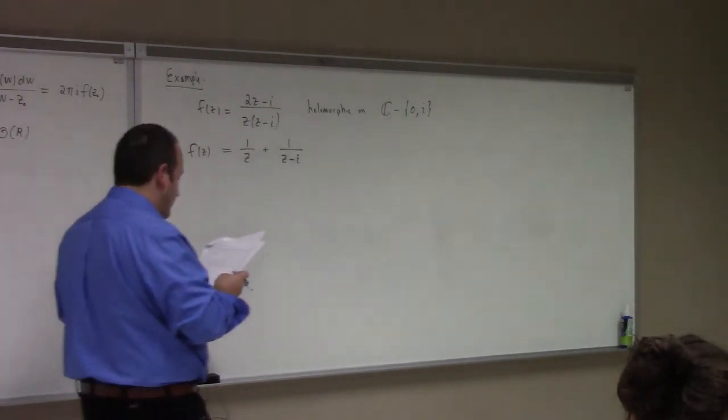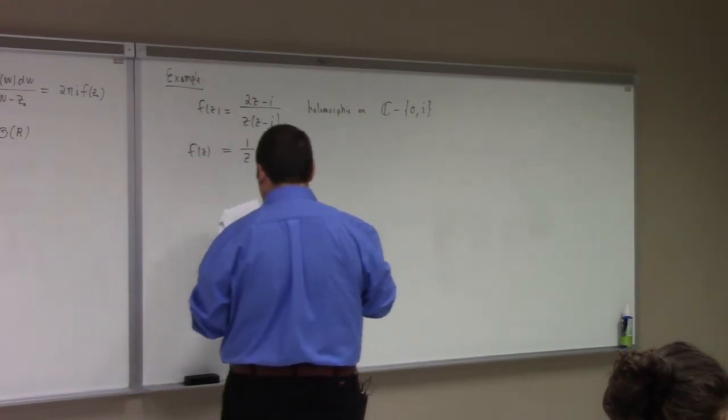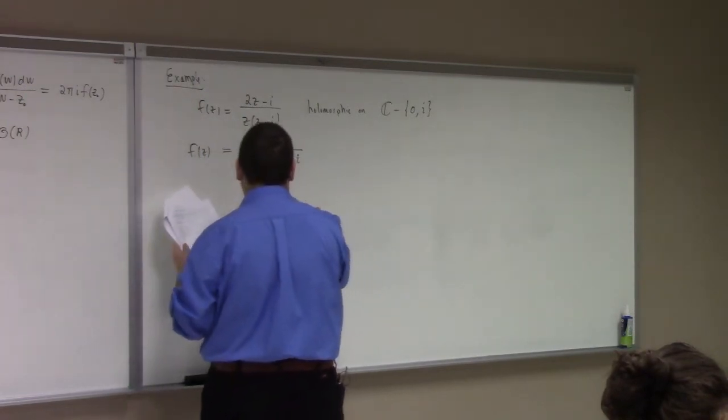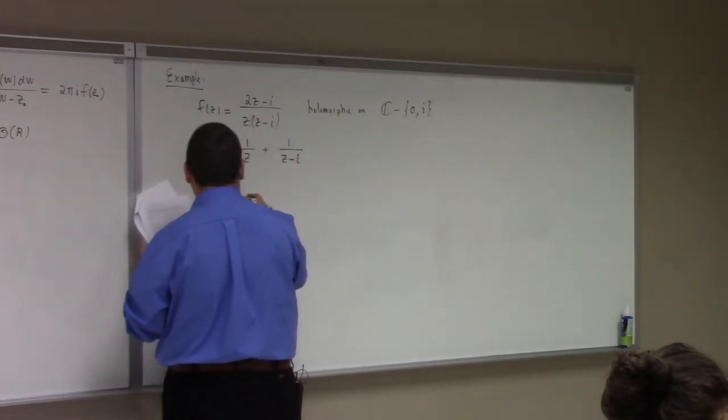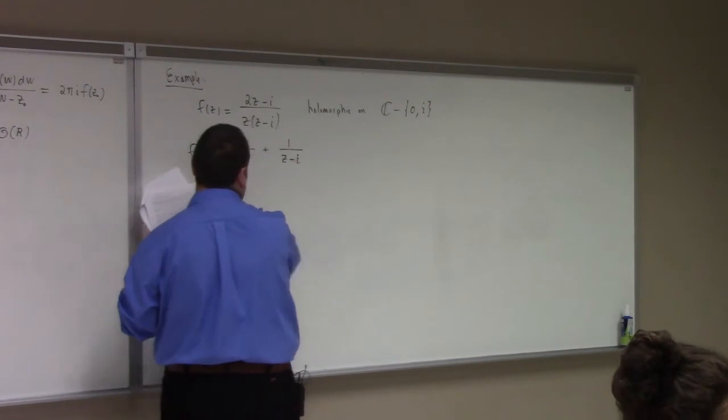Okay, so with respect to the annulus, 0 less than |z| less than 1, let's see here.